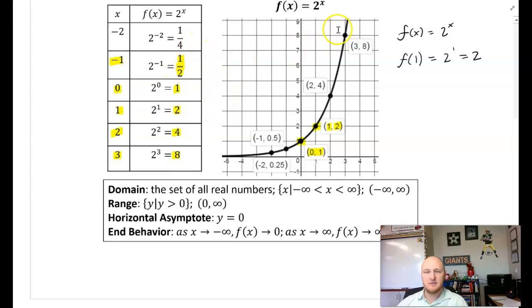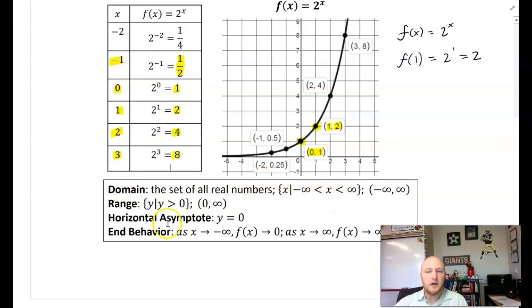And that should make sense if you have an exponential function, right? Every x value that you increase, you're multiplying by 2 one more time. So these will increase by a factor of 2. Now, some of the key features of exponential functions, again, as previously mentioned, the domain is negative infinity to positive infinity.